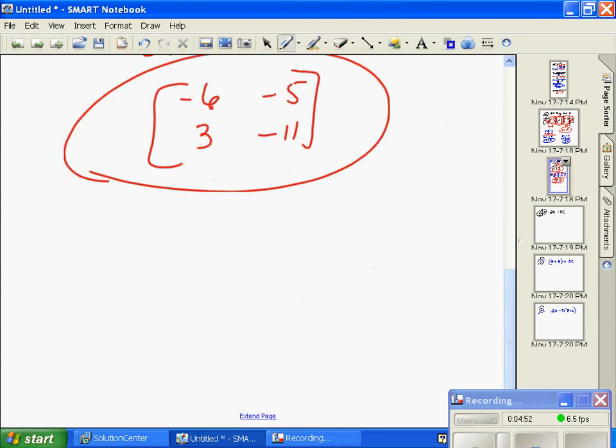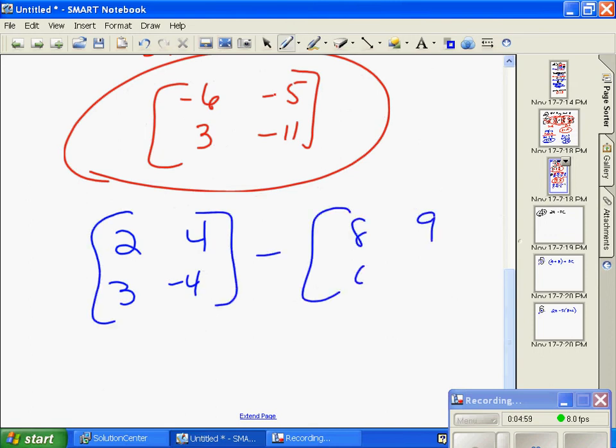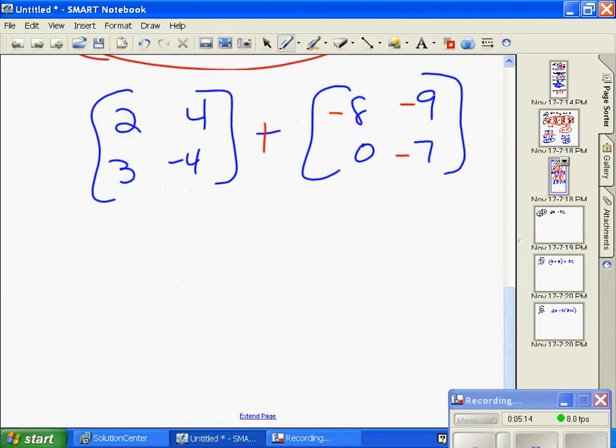Now another option, 2, 4, 3, negative 4 minus 8, 9, 0, 7. If you kind of forget about subtracting, what you can also do is change that to addition and change all the signs in the second matrix to the opposite of what they were. So you can distribute that negative and then just think about adding the two matrices. If that's better for you, you get the same thing. So another option there. For example 3.